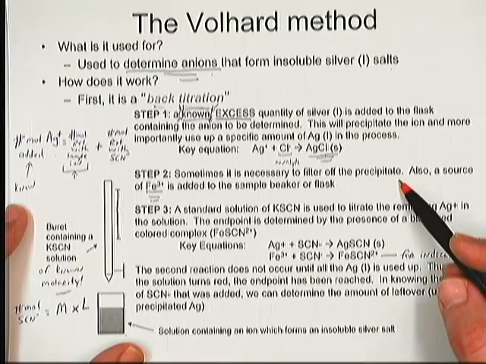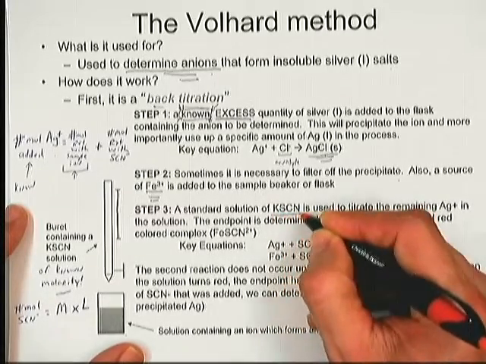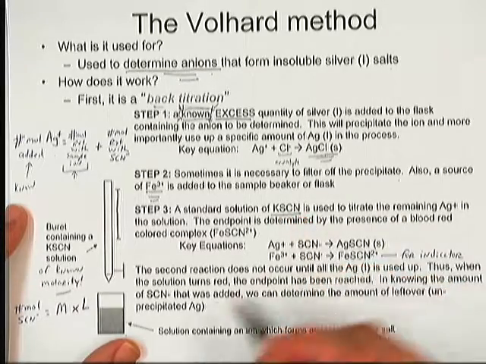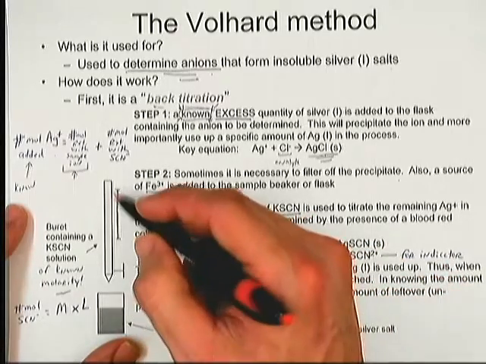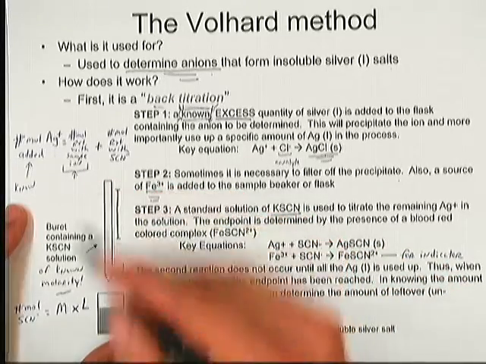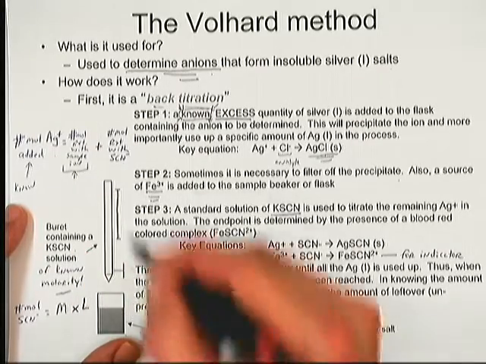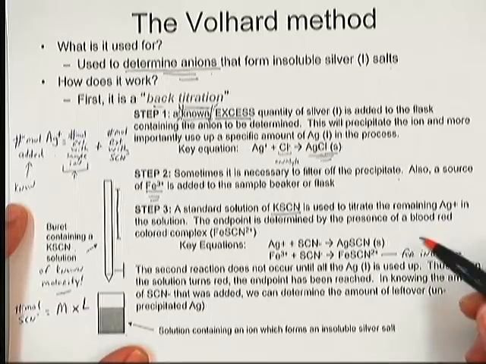So after we filter the precipitate and add our iron, the next step is to do a titration. We do our titration with potassium thiocyanide, a standard solution of potassium thiocyanide. What we do is we fill up our burette with our KSCN solution of known concentration, and we dispense a volume needed to complete the titration. Well, what titration are we actually running here? It may not be clear.